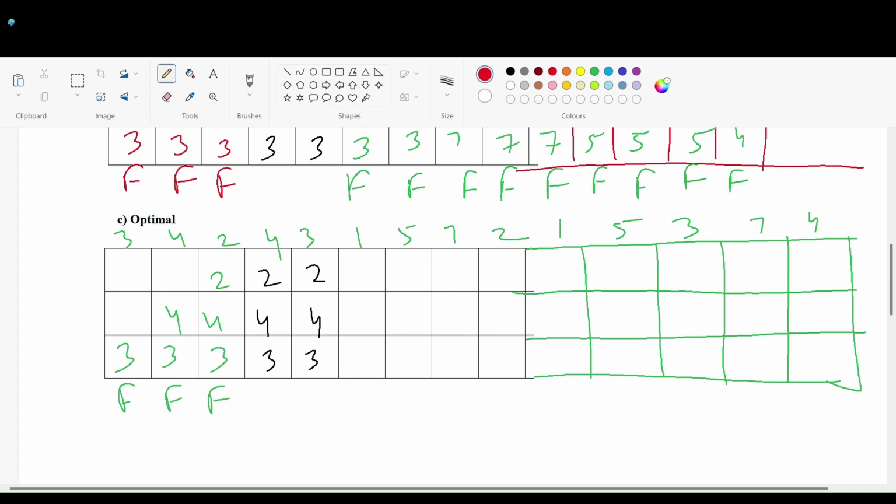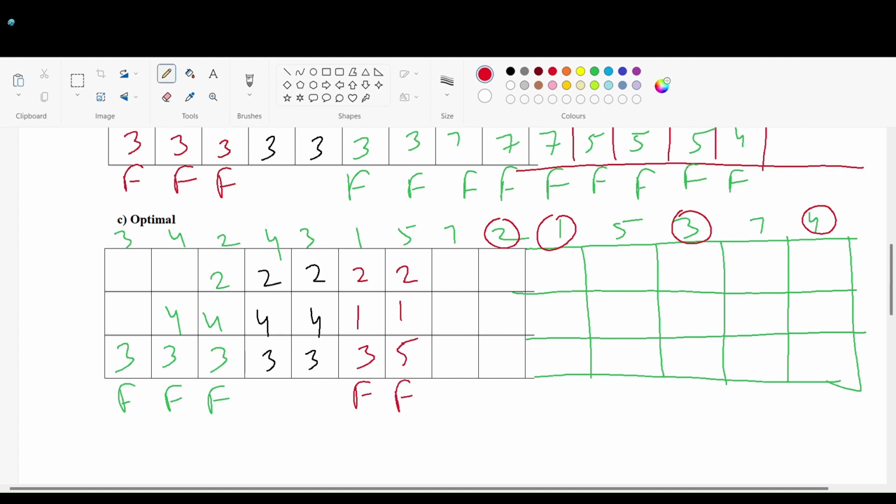Now 1, so which page will be replaced now? See, 2 will be used here, then 4 will be used here, and 3 will be used here. Okay, so which page should be replaced? 4 will not be used for a longer period of time, so that page should be replaced in the optimal algorithm. So 4 will be replaced by 1, so 2, 1 and 3, right? 5. Now which page should be replaced? 2 will be used here, 1 will be used here, and 3 will be used here, right? So 3 will be changed by 5. So 5, 1 and 2.